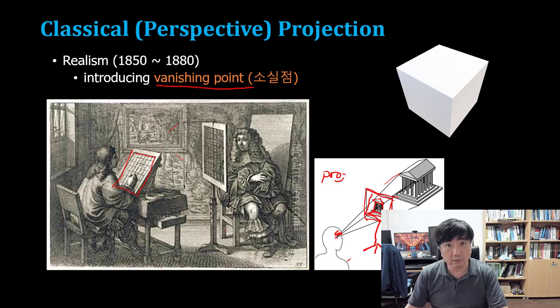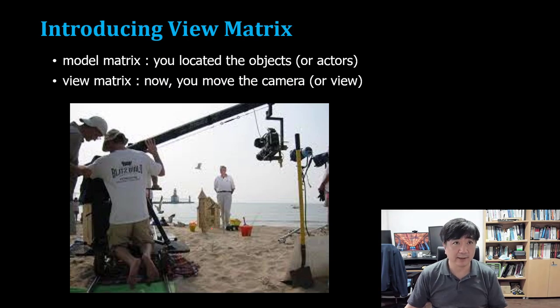Okay, let's go to the modern age. In the modern age, maybe an actor is acting in the world, and we take a photo or movie with a camera. The final rendered film result will be decided by the location and orientation of the actor and the location and orientation of the camera.